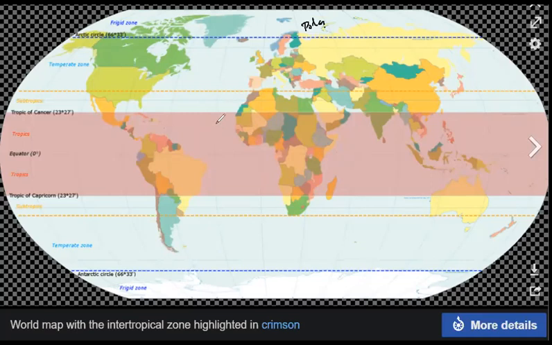Now, this region, which is basically in pink, I guess, is your tropical region. So I can say that most of the plants are... and this, tell me, North America and some part of South America, and Australia, they are in which region? Tropical region, yes?